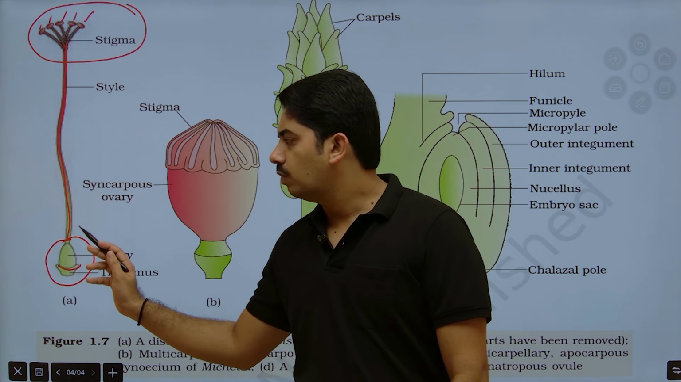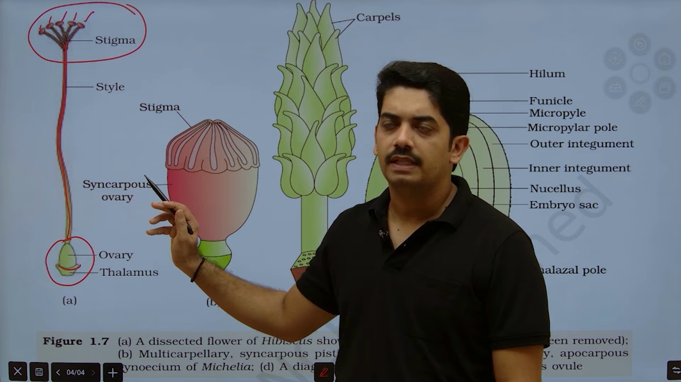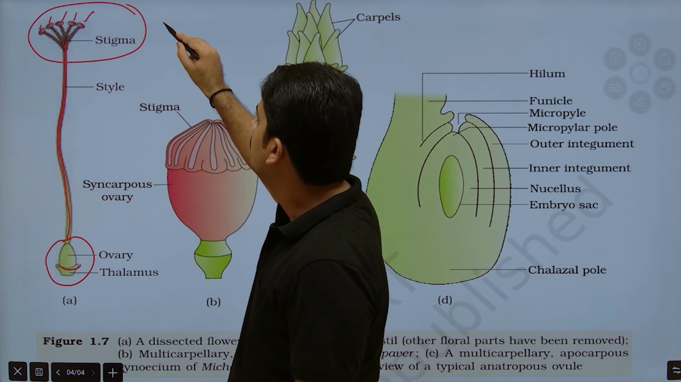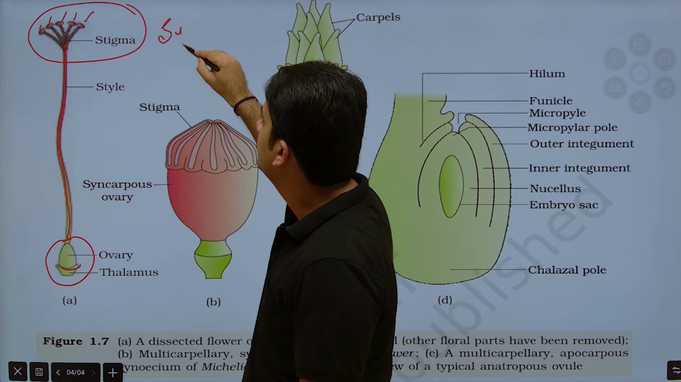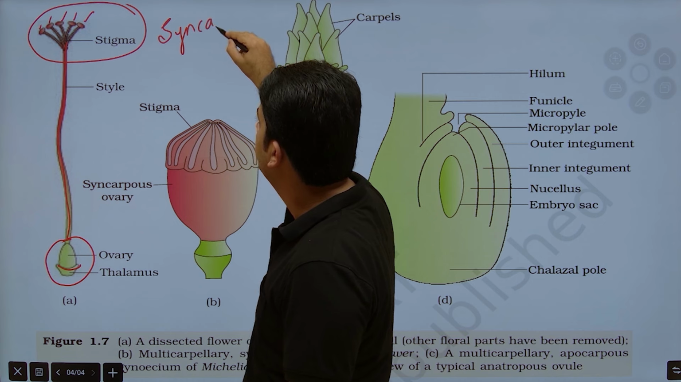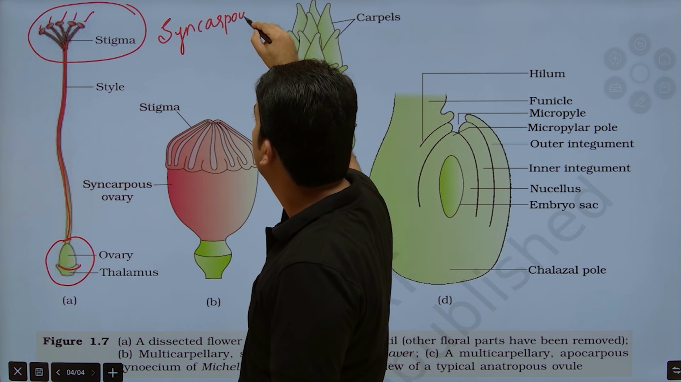Now here what type of terminology can we use? It is multicarpellary syncarpous condition. Okay.